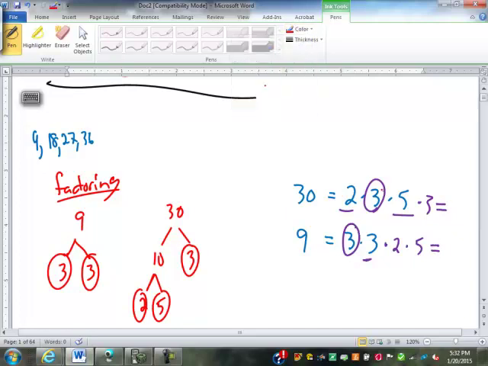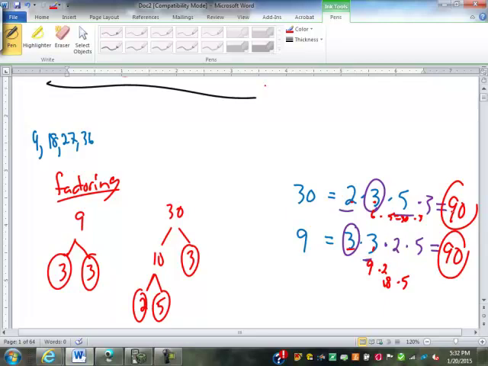If I multiply those together, 2 times 3 is 6, times 5 is 30, times 3 is 90. Well, 3 times 3 is 9, times 2 is 18, times 5 is 90. So that's telling us that 90 would be the least common denominator, least common multiple of 9 and 30.